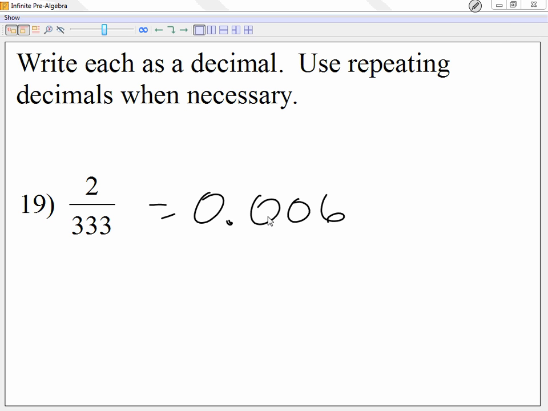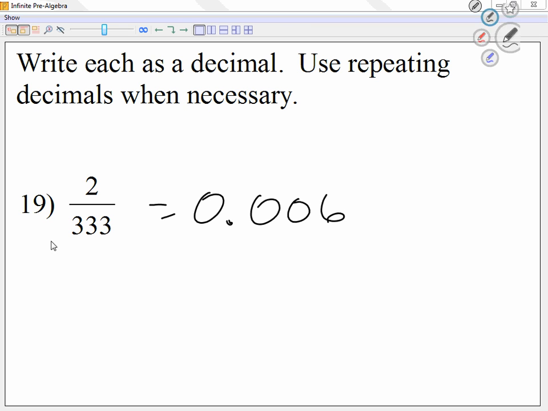And I'll stop there. It starts again 006, 006. I'll just stop at 0.006. I'll stop at 3 decimal numbers. Once again, I just type in the calculator 2 divided by 333. That's all I do.